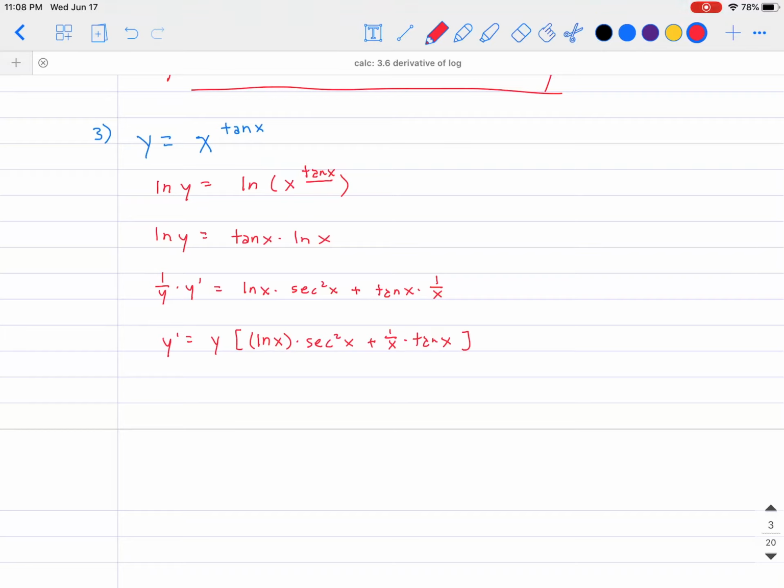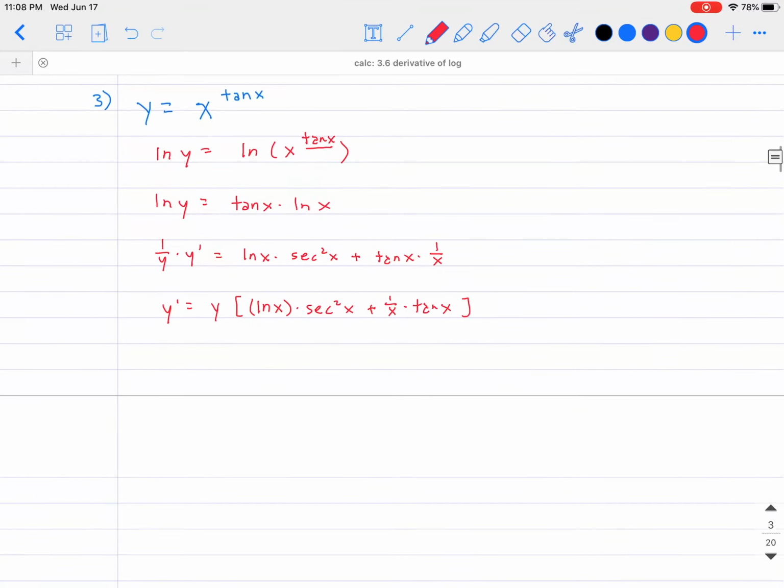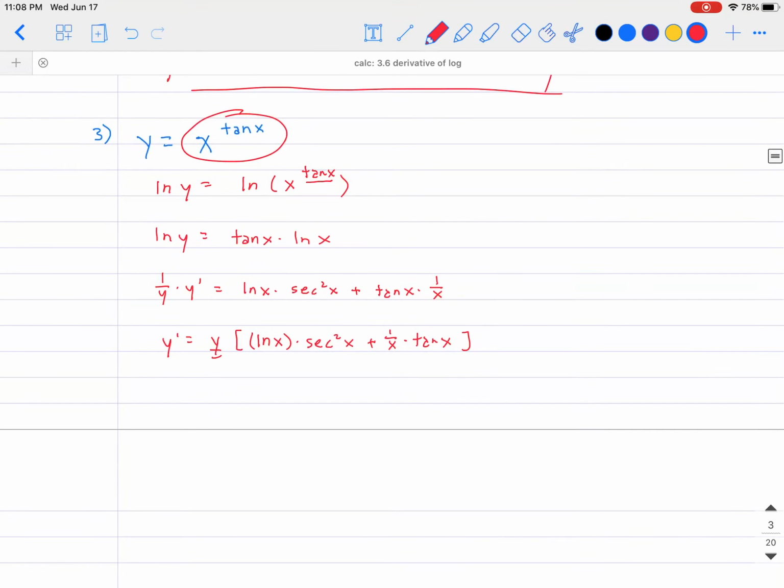Now again, we did technically solve for the derivative, but remember our cardinal rule: if you start with y as a function of x, you need to end with y prime as a function of x. So what that means is we need to replace that y. My final replacement is y gets replaced back with the original function right there. So this is our final answer.